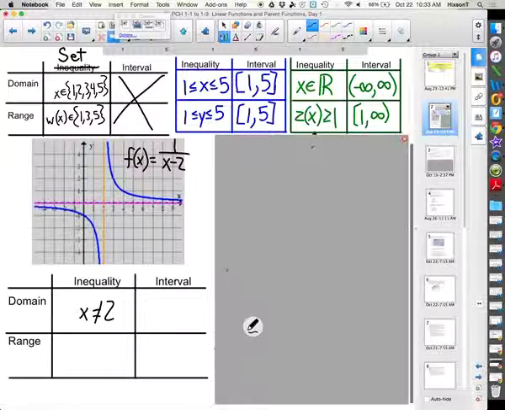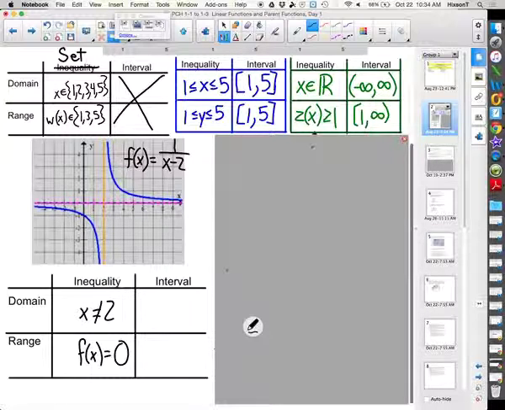What would the range be here? y or f of x cannot equal 0. And by the way, what do we call the line x equals 2 and the line y equals 0? Good, those are asymptotes.